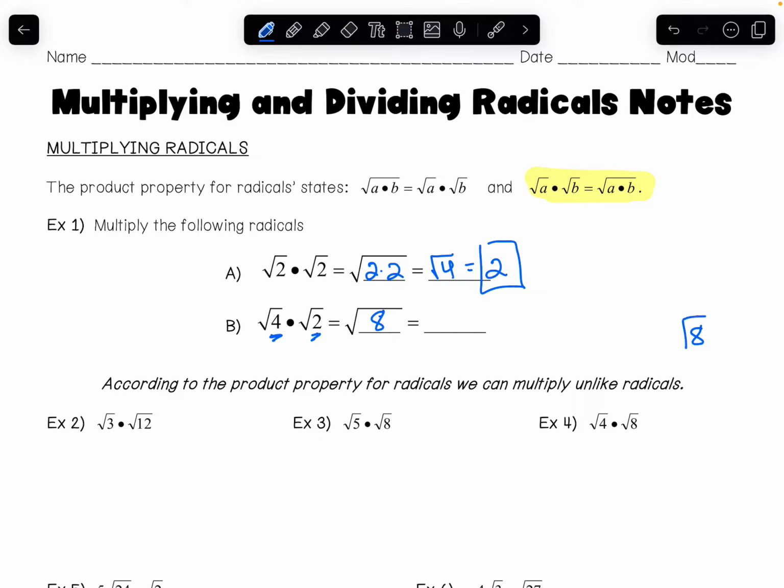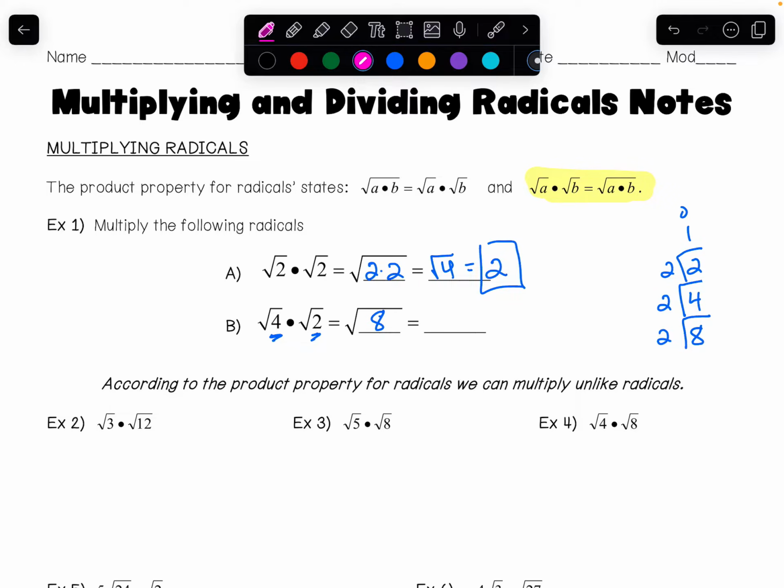I'll use the birthday cake method. The smallest prime number that goes into 8 is 2, goes in 4 times. The smallest prime number that goes into 4 is 2, it goes in 2 times, and 2 goes into itself once. When you get to 1, you're done. That's the candle to your cake. Here I'm looking for pairs of numbers to leave the square root symbol. So 2 will leave the square root symbol. This 2 does not have a pair, so this 2 will stay home. So here my final answer is 2 square roots of 2.